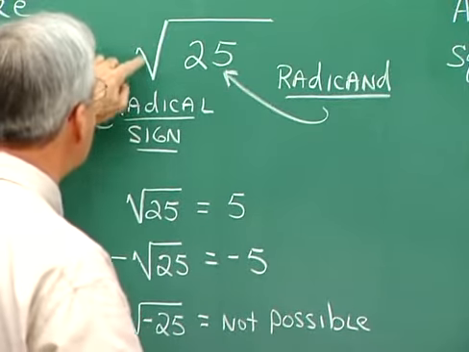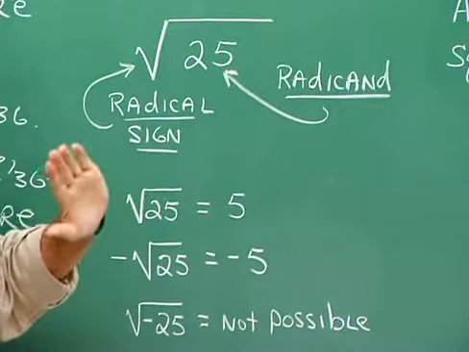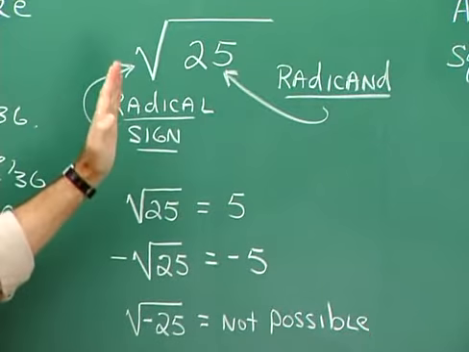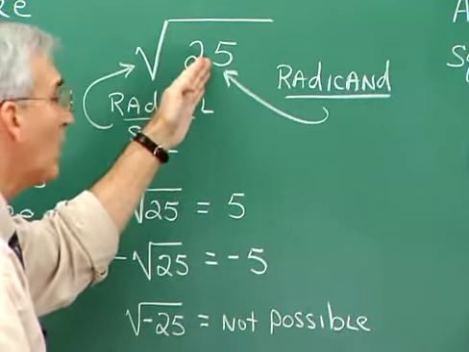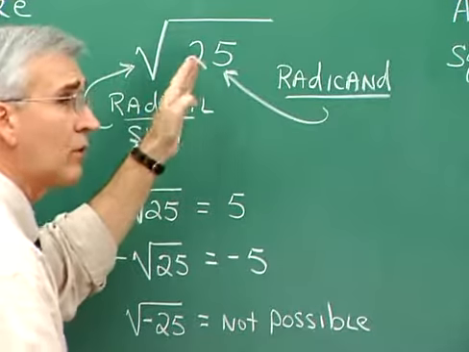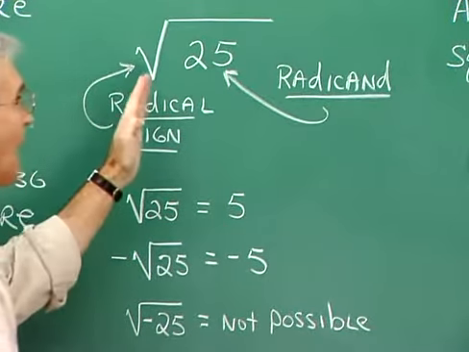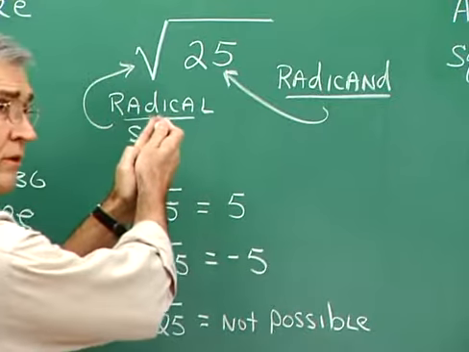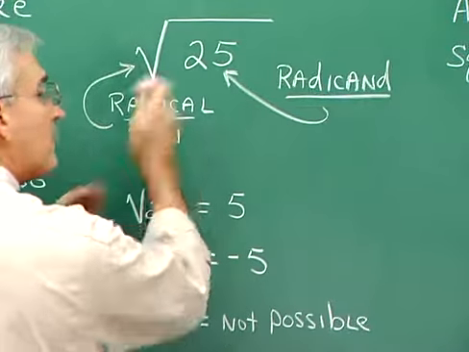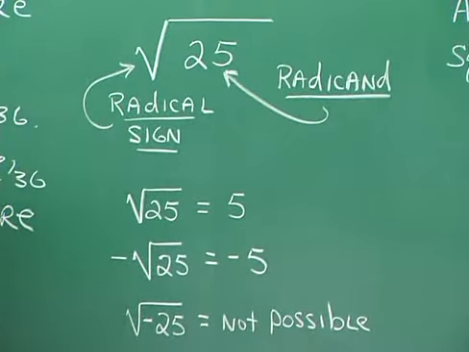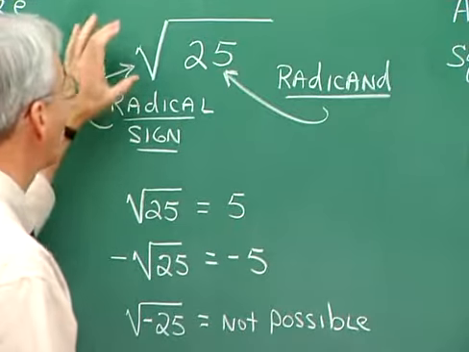Now, this symbol can be thought of as simply a request for a square root of 25, a square root of whatever the radicand is. It is a request for equal factors. You see, two equal factors that will give that number, that radicand. And it is more specific than that.